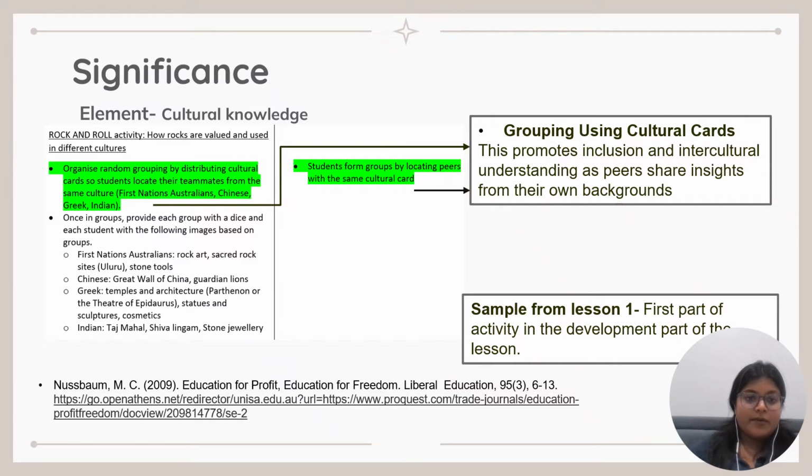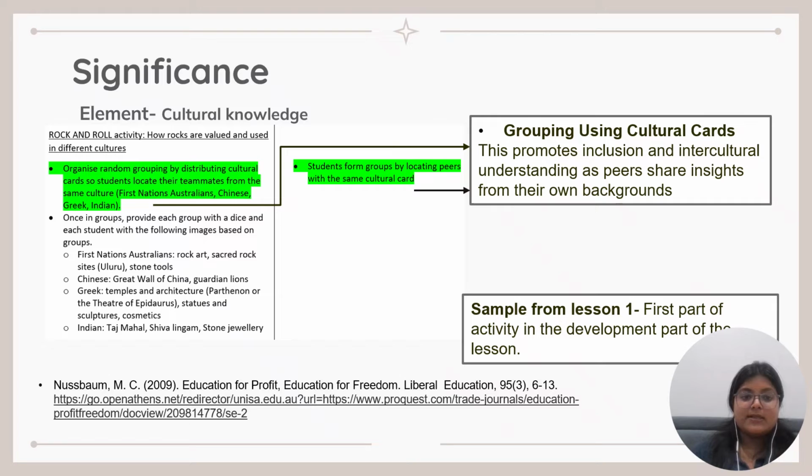In this part of the rock and roll activity, I used a strategy called grouping using cultural cards. Each student received a card that represented a culture, for example, First Nations, Indians, Greek, or Chinese, and they had to find their teammates who had the same cultural card. At this stage, the focus wasn't on deep discussion yet, but on building awareness of cultural diversity present in the classroom. Even the simple process of finding teammates led to learning.